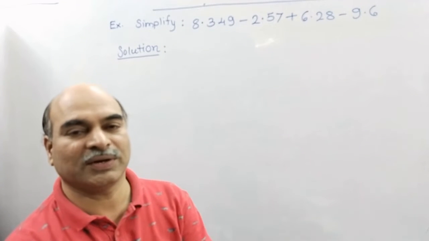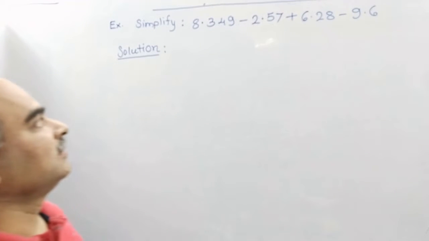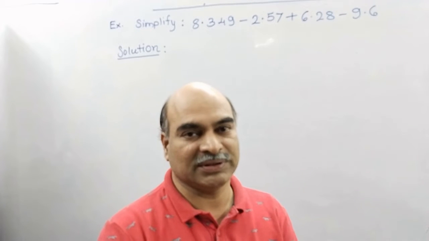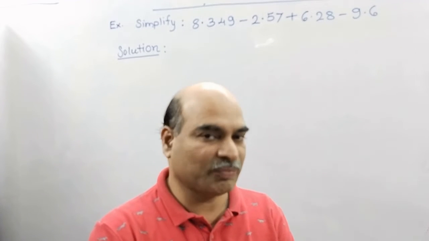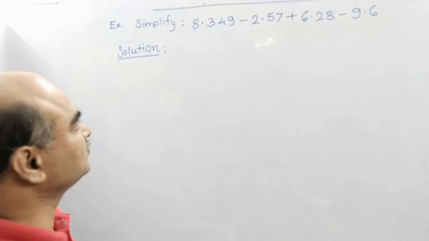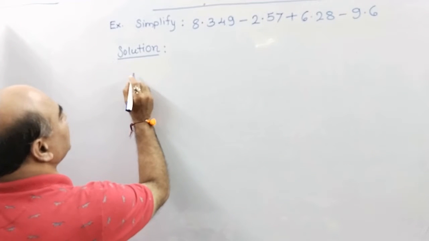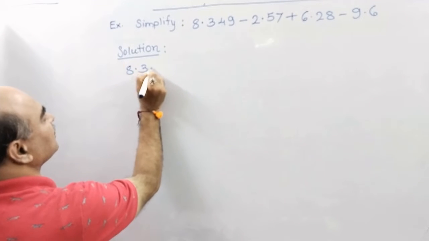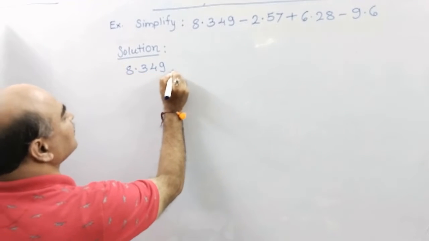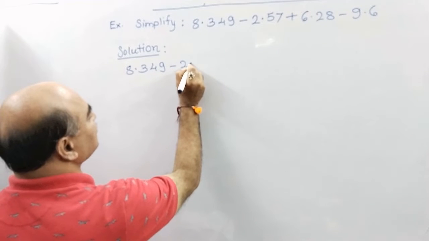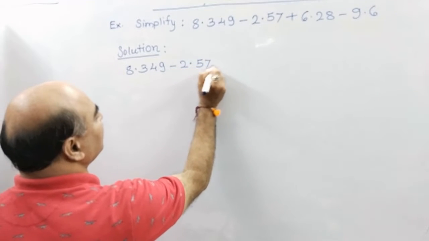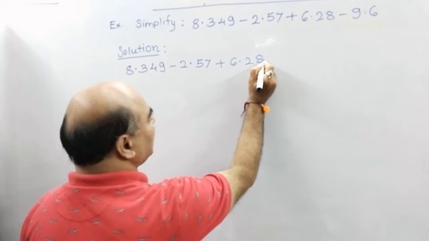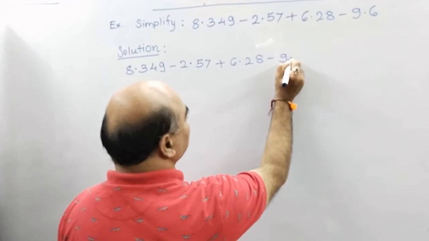Yes, students, now we are going to take a sum in which we have both addition and subtraction operations given to you. So the given expression is 8.349 minus 2.57 plus 6.28 and minus 9.6.